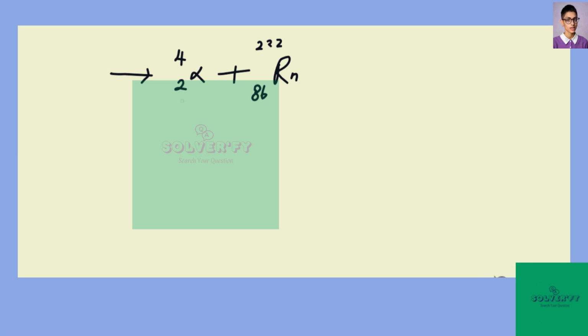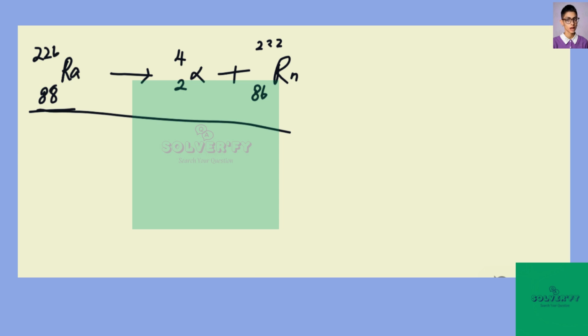On the right hand side we have a total proton number of 88, so the parent nuclide must have 88 protons. The total nucleons is 226, so we must have 226. Looking up the periodic table, the element with 88 protons is radium. And so this must be our parent nuclide, and this will be the entire decay equation.